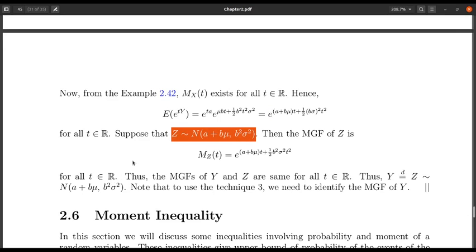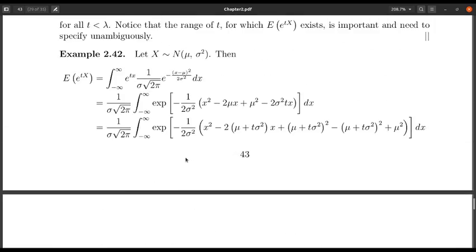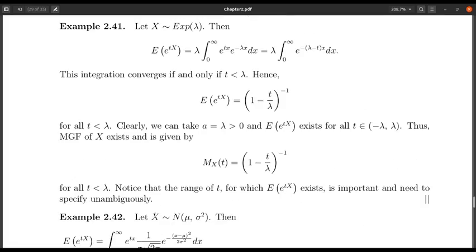This is an important thing, and I keep it as homework. Find the moment generating function of all the standard distributions we have discussed until now. Three of them we have already done here: binomial, exponential, and normal. For the others, for example Bernoulli, Poisson, gamma, beta, and uniform, please find the moment generating functions and try to remember them.